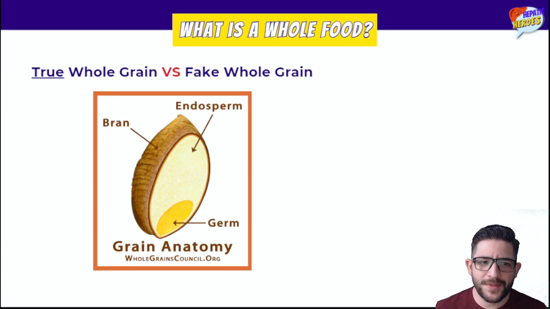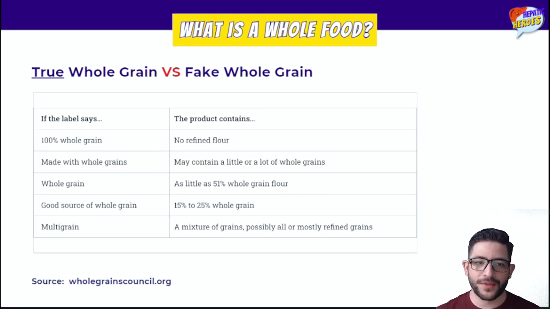So how can you tell if that specific product is actually using whole grains in its ingredients list? Well, the simplest way is by reading the actual label and the ingredients list and looking for the right words. According to WholeGrainsCouncil.org, which is an organization dedicated to researching whole grains, there are several different ways to tell, based on the label or the ingredients, whether or not that particular food has actual whole grains.